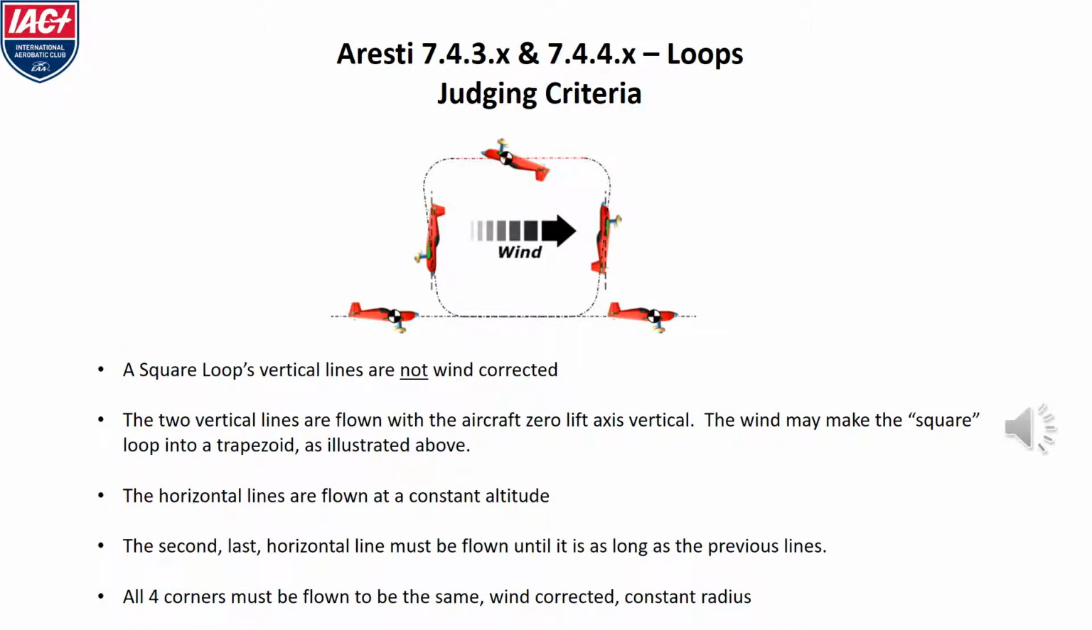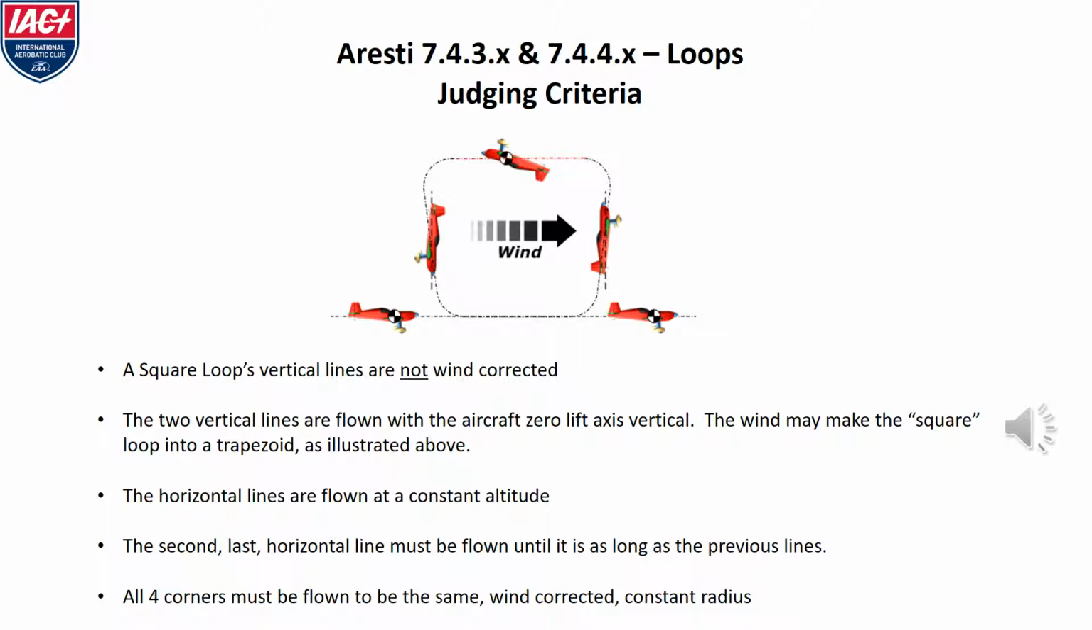Judging criteria. All 4 lines of a square loop must be flown to be the same length. A square loop's vertical lines are not wind corrected. Like all vertical lines, they are flown with the aircraft zero lift axis vertical. The wind may make the square loop into a trapezoid, as illustrated above. Horizontal lines are flown at a constant altitude.